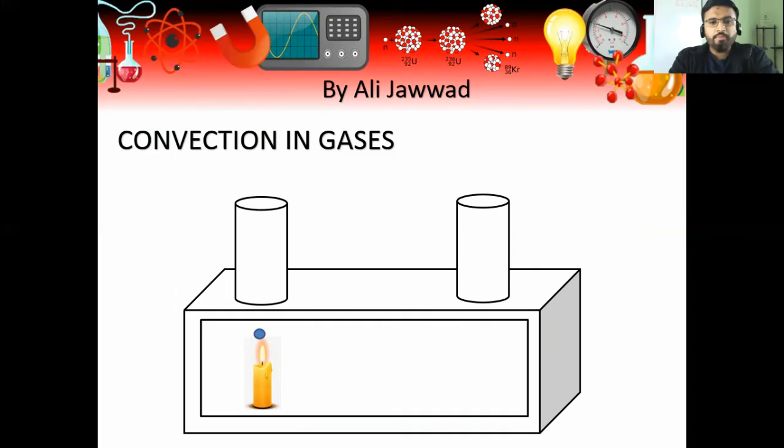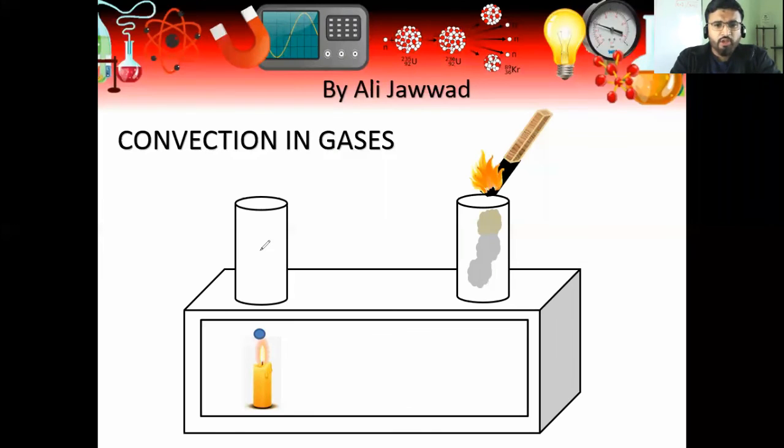That causes a low pressure to be generated at the candle's end. Now, if we place a burning matchstick or wood at this point, the smoke of the matchstick moves downward instead of moving in the upward direction. And why is it so? Because of the escape of air molecules, low pressure is created, and low pressure is acting as a vacuum, and the smoke is being sucked in.